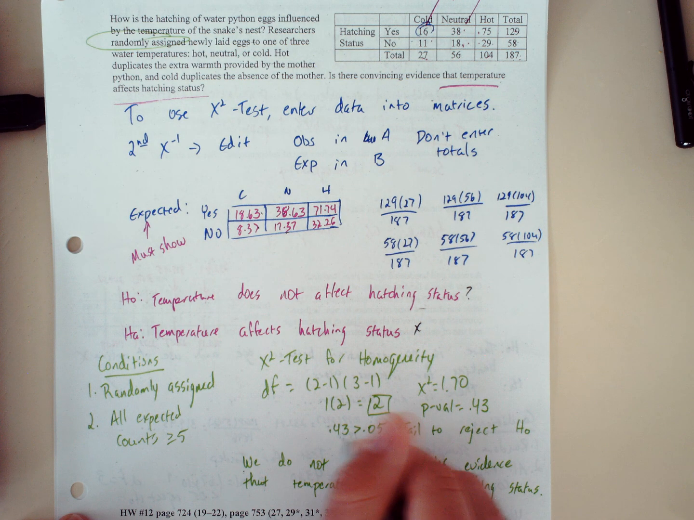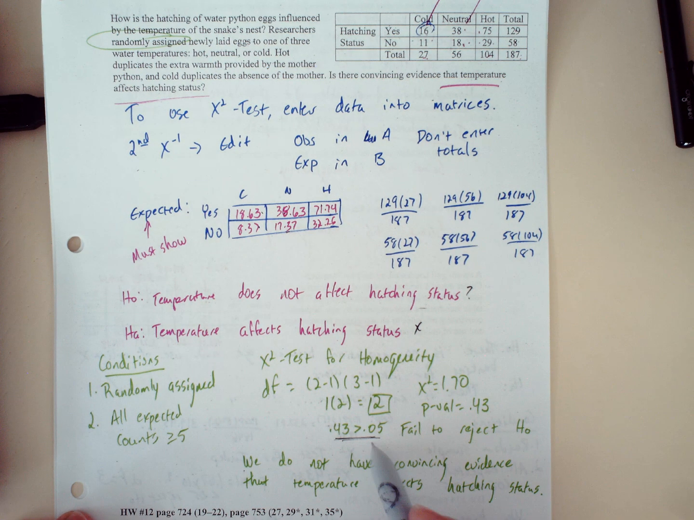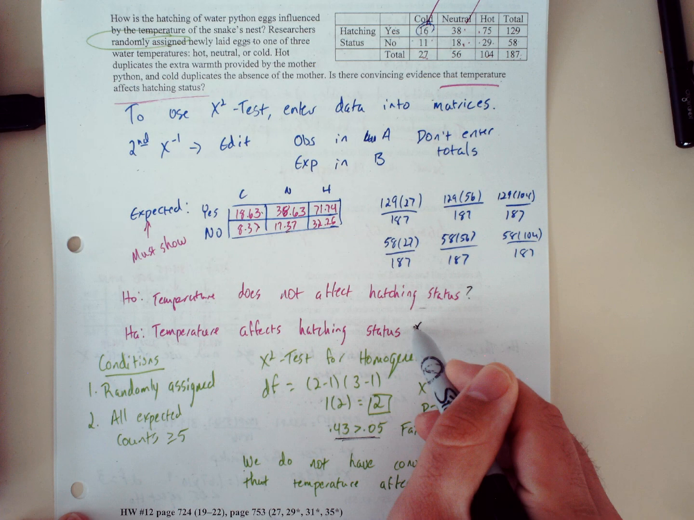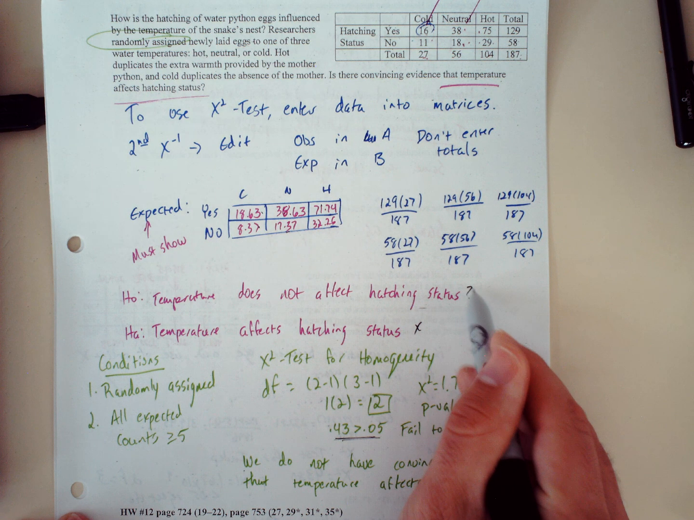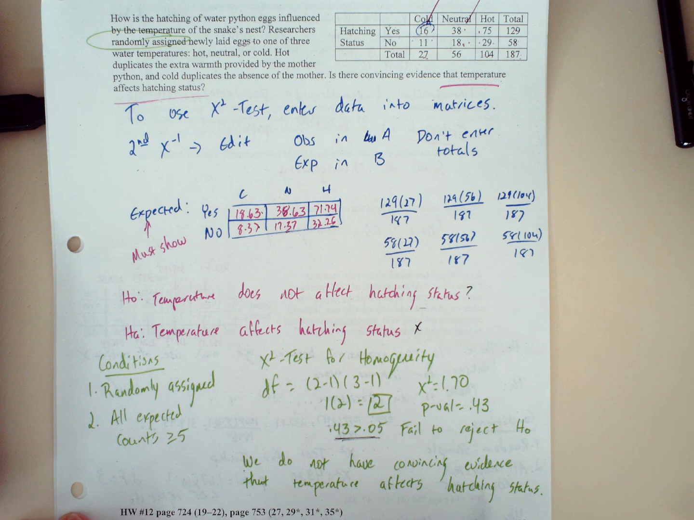So compare your p-value to the significance level. They didn't give us one, so we'll still use our common one of 0.05. 0.43 is greater than 0.05, so we're failing to reject the null hypothesis. So we can't reject this, could be true, but no evidence of the alternative. So final thing, conclusion and context, we do not have convincing evidence that temperature affects hatching status.